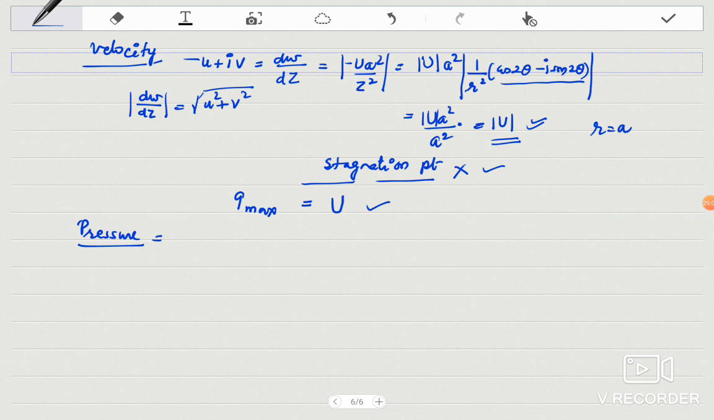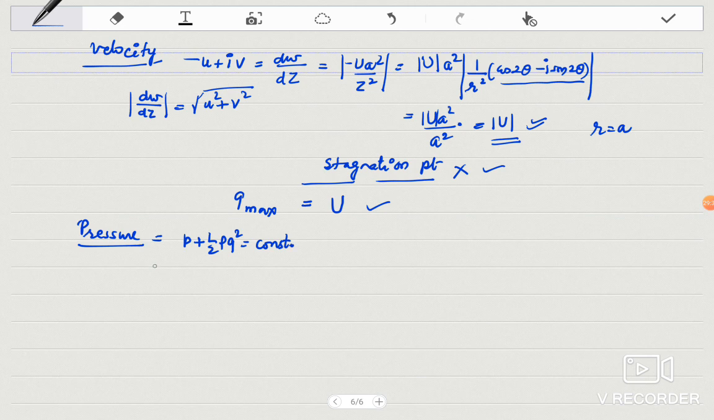Pressure may again be calculated with the help of integration of the force. That means you can calculate force with the help of integration or directly by Bernoulli's equation. For example, here pressure plus half rho q square is equal to constant.